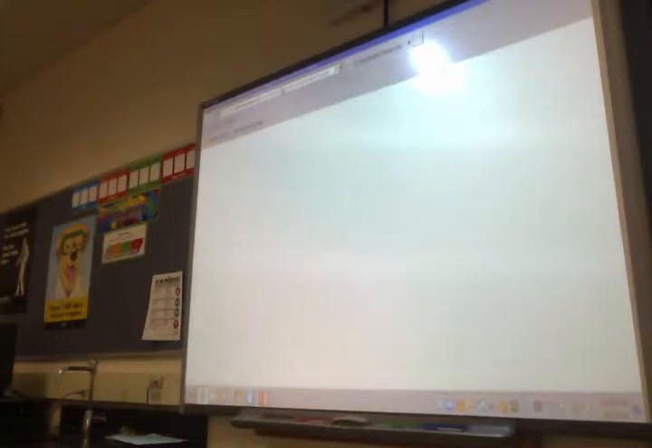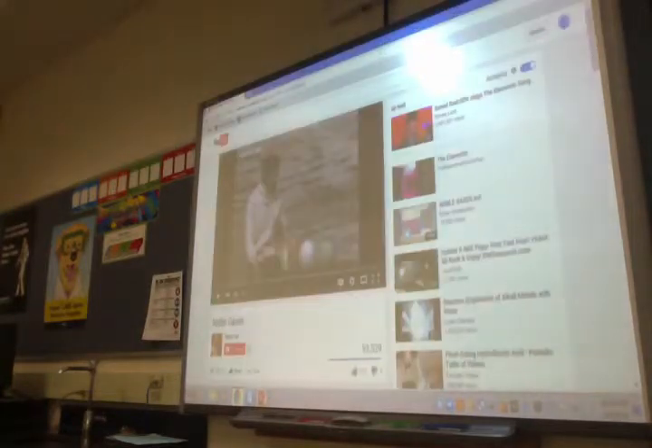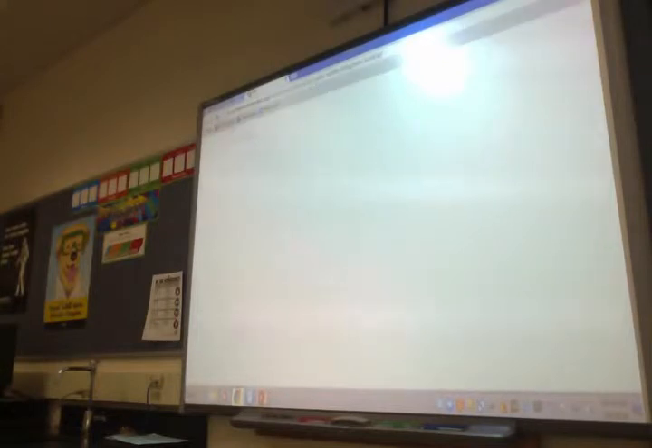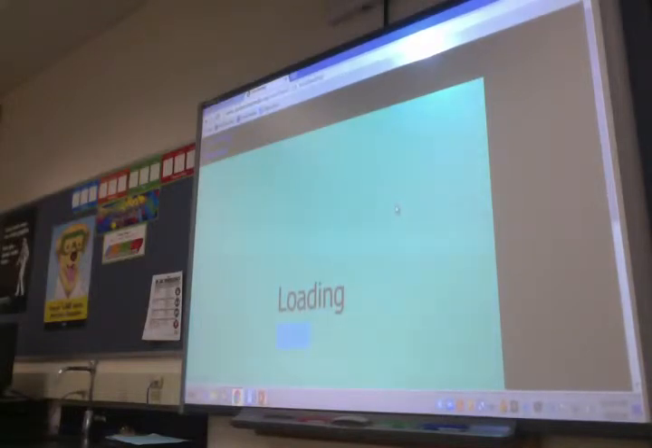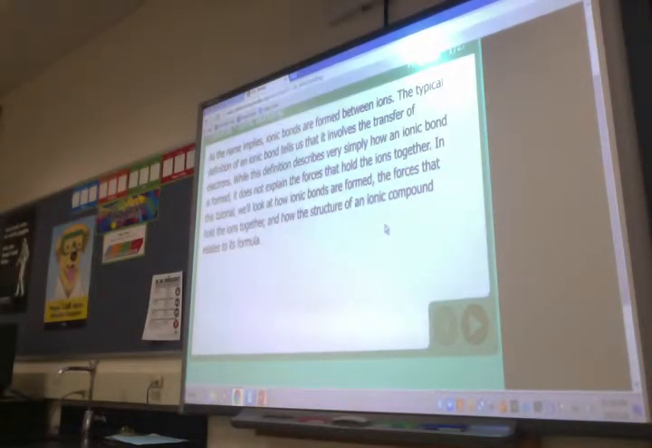Slow loading. Must be something wrong with this computer. Let me get it in Chrome. All right. Could someone turn off the left light, please? Thank you.